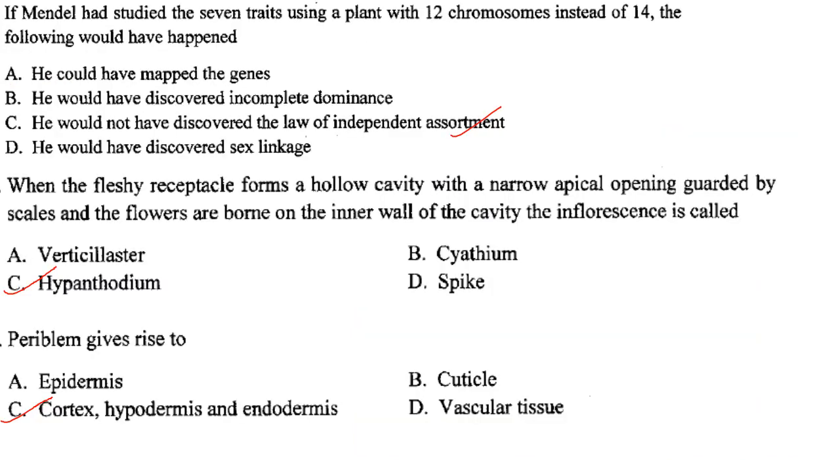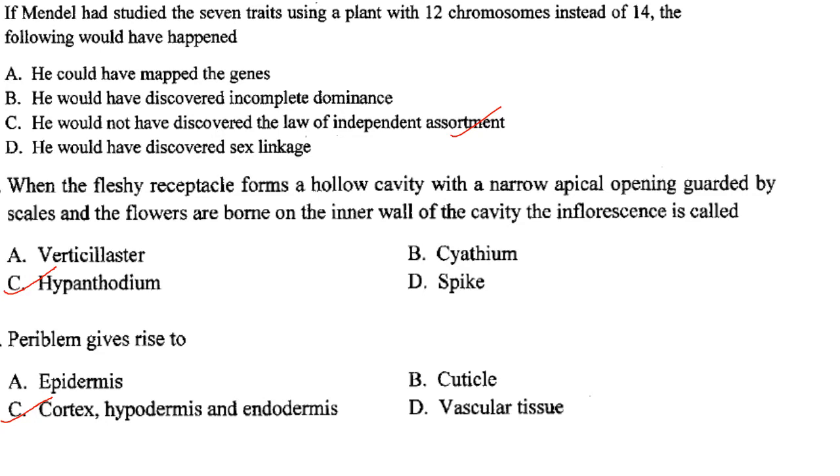Then next one. If Mendel had studied the 7 traits using a plant with 12 chromosomes instead of 14, the following would have happened. So he would not have discovered the law of independent assortment. That is the answer, option C.